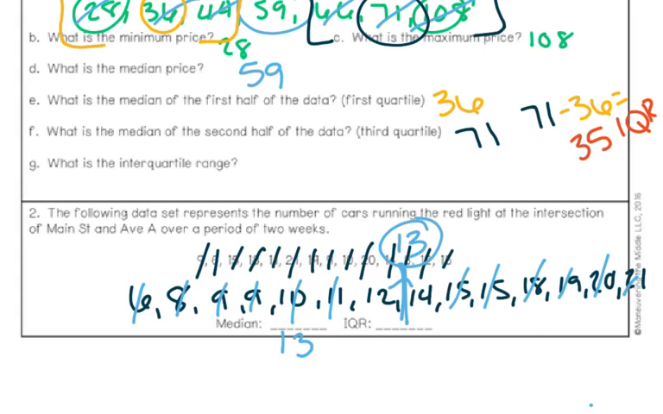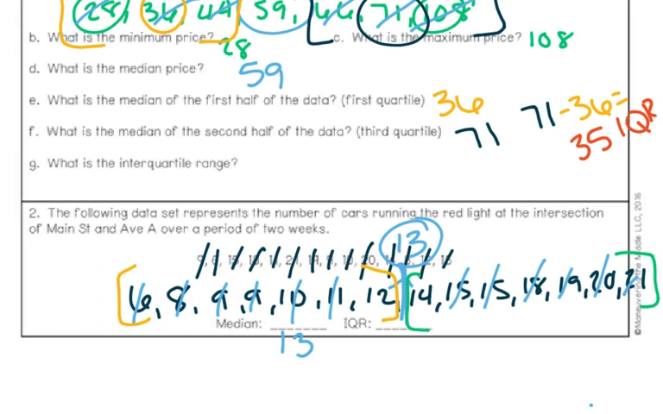In this case, I want to separate my lower half, and we can include that 12 this time, since 12 is not actually the median. And then the same thing on the other side, when you separate the upper half, you're going to include 14, since 14 is not the median.